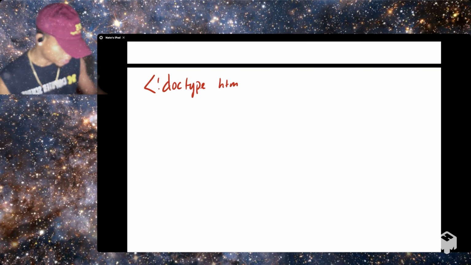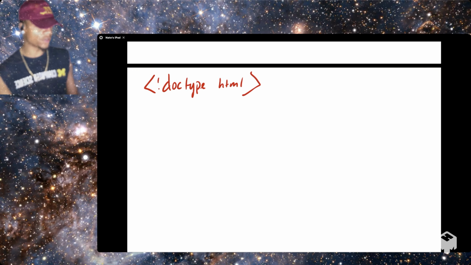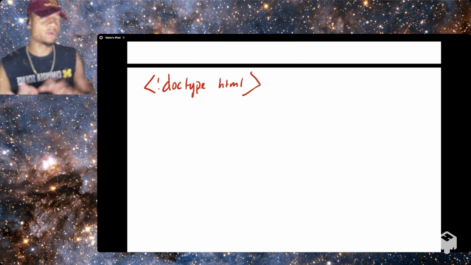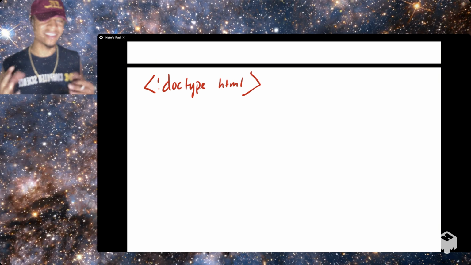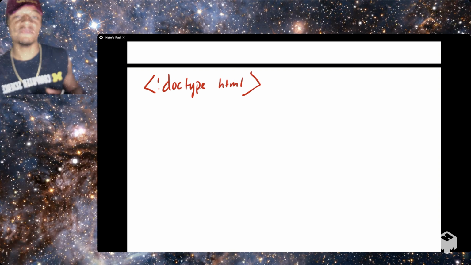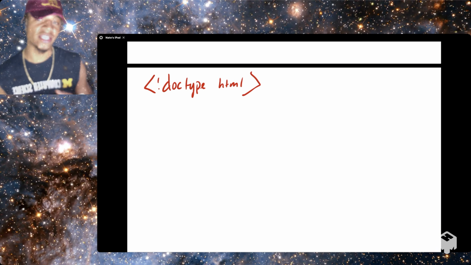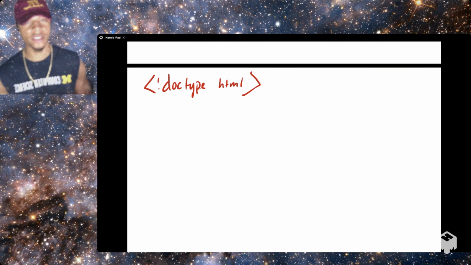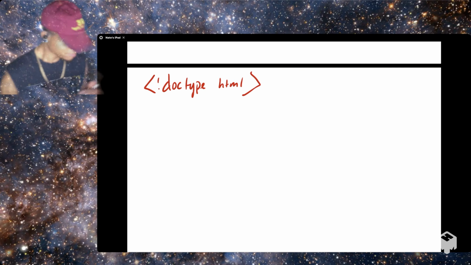Doctype HTML, and that's the first line of almost any HTML file. And I say almost any because once you get into Angular, you'll see some HTML files don't have the doctype. But for most files, doctype HTML is just to let the browser know that this is an HTML file you're reading. Show my HTML, please.